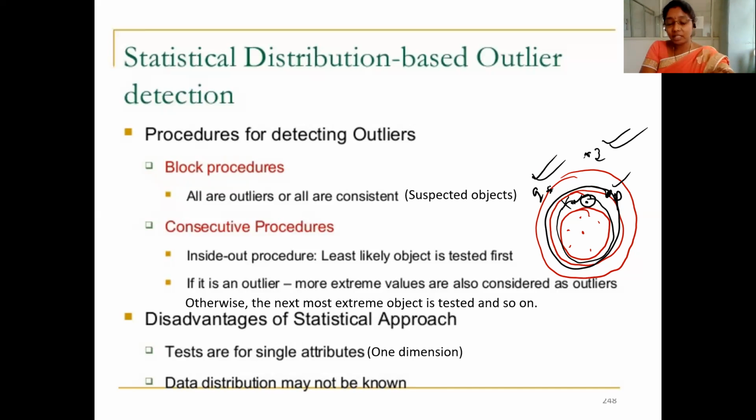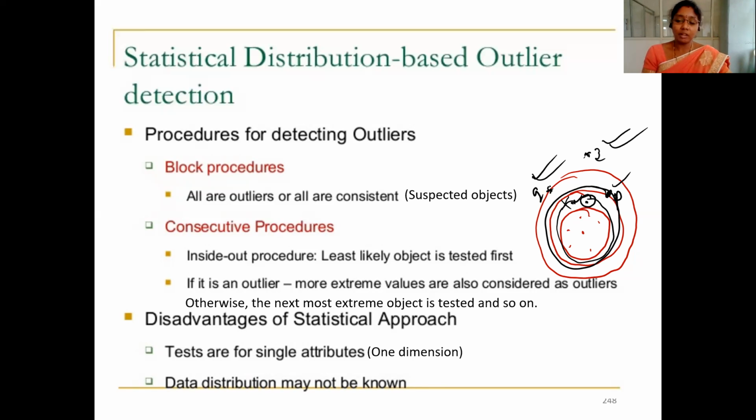Why? Because if at all X is an outlier, there is no need to check all the remaining P, Q, Z, right? If at all X is not an outlier, it is a trial and error method. Only if X is not an outlier can you go for P, like this. So this is about the statistical distribution based outlier detection, but there are some disadvantages with this method.